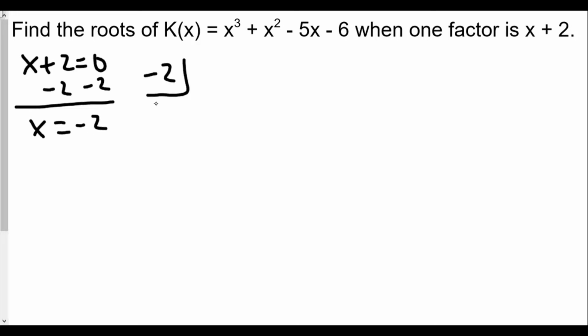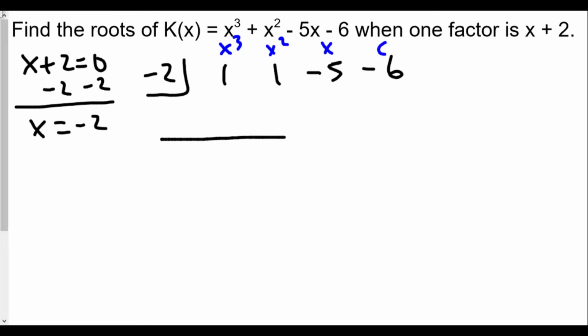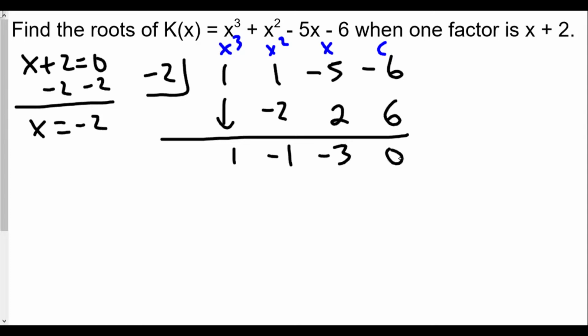Their coefficients are 1, 1, negative 5, and negative 6; again, we put the x cubed, x squared, x, and constant. Bring down the 1. 1 times negative 2 is negative 2. 1 plus negative 2 is negative 1. Negative 1 times negative 2 is 2. Negative 5 plus 2 is negative 3. Negative 3 times negative 2 is 6, and negative 6 plus 6 is 0. Again, we know we have factored properly.